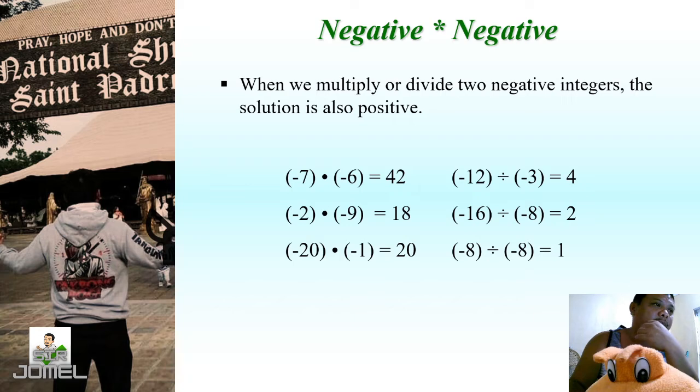Also, negative 12 divided by negative 3, so we have 4. Okay? Then negative 16 divided by negative 8 is equivalent to 2, and negative 8 divided by negative 8 is equivalent to 1. Okay, take note of that. So, once again, negative times negative is positive. Also, negative divided by negative, the quotient is positive. Take note of that.